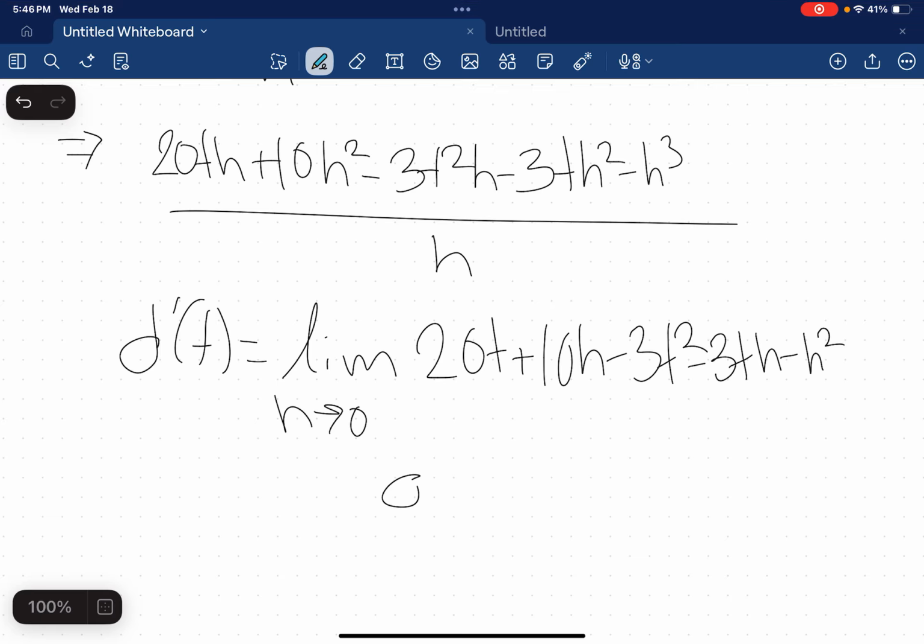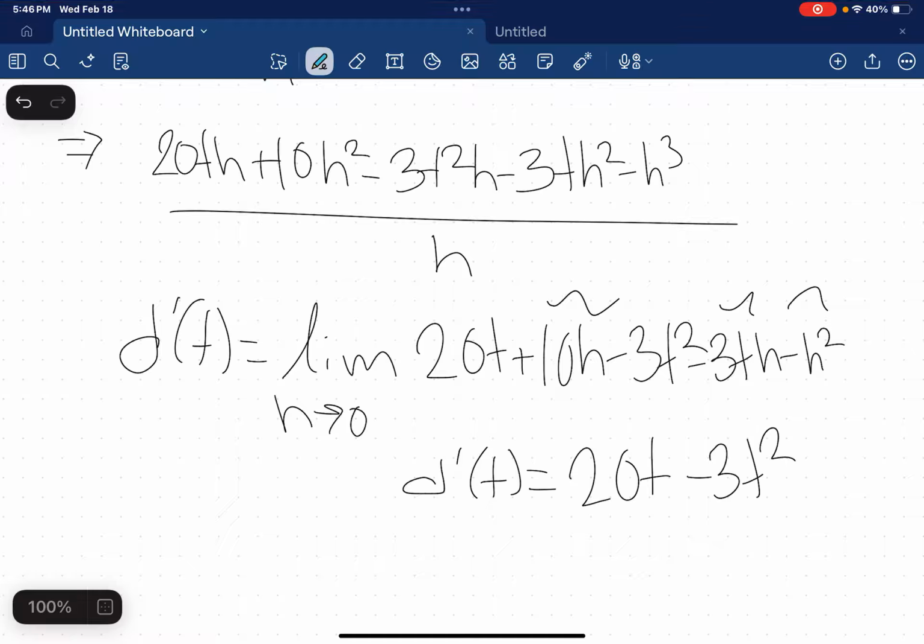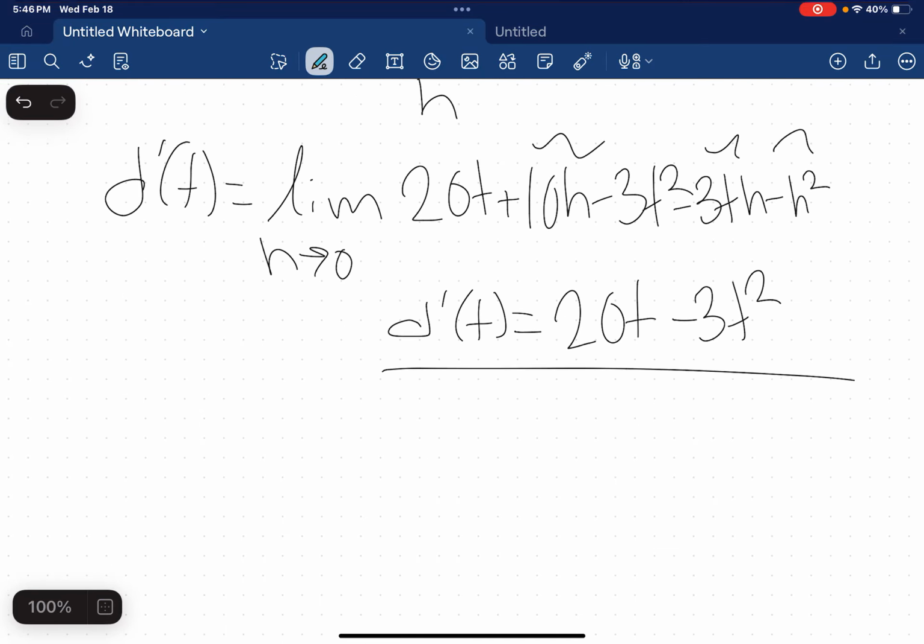Which means that d prime of t is going to be equal to, with all those h's, this just goes away, same with that. We get the derivative to be 20t minus 3t squared, which makes sense. That is our answer for A.